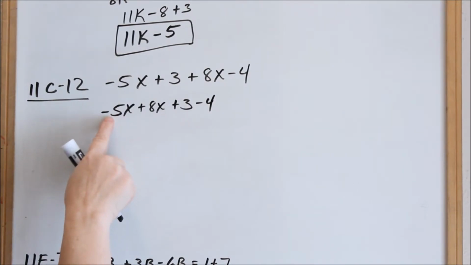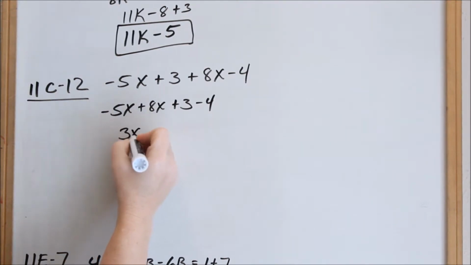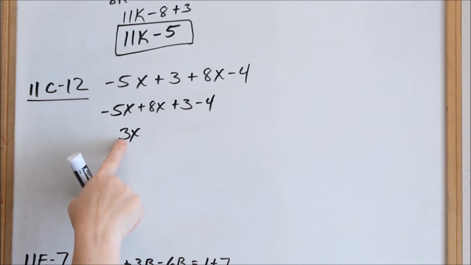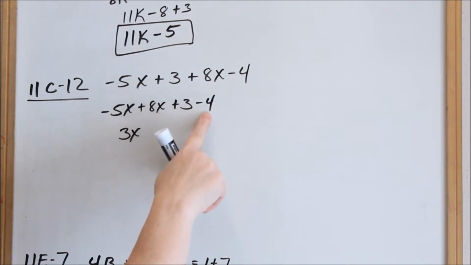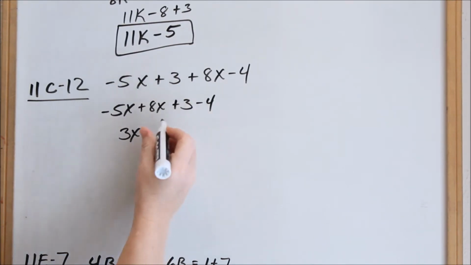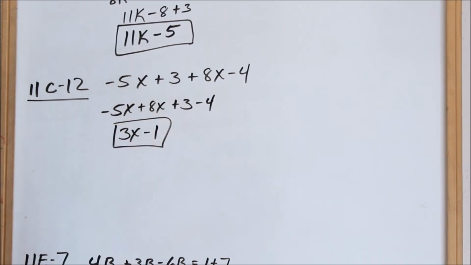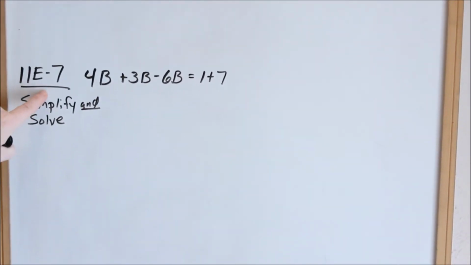Adding my X's, I owe 5 and I have 8, which means I'm going to have 3 X's. Like saying I have 8 cookies and I gave away 5 cookies. Well, I still have 3 cookies. Now adding our numbers. I have 3 and I gave away 4. Or I have 3 and I owe 4. Well, I'm still going to owe. I'm going to owe 1. And then you can't add X's to numbers, and that would be as far as you can go to simplify it.